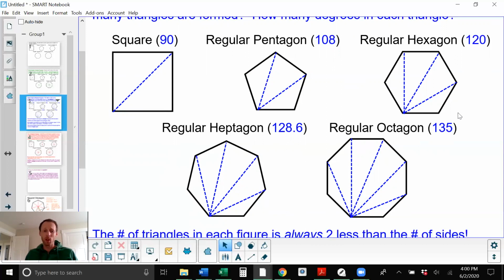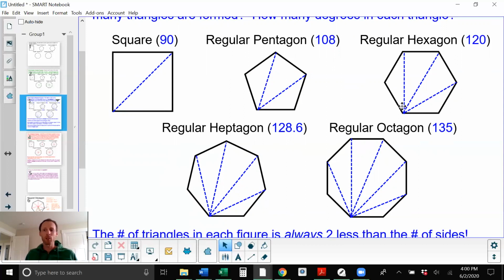Triangles are nice because we know a lot about them. Each of these triangles has 180 degrees as the sum of its angles, okay? And every angle inside these figures is completely filled up by angles from these triangles, okay?